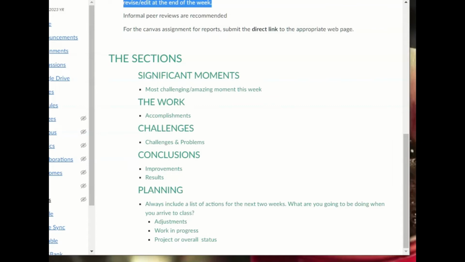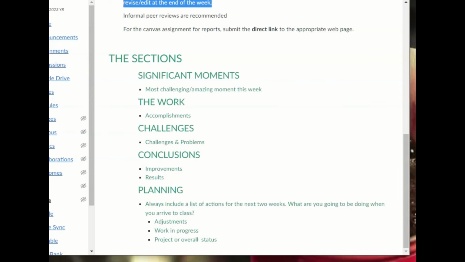Challenges: this is where you're going to list your challenges and problems. What I'm really looking for here is, do you have a roadblock that's keeping you from making progress on your project? Or are you having to wait on other people? That sort of thing. What is getting in the way of you finishing these projects?